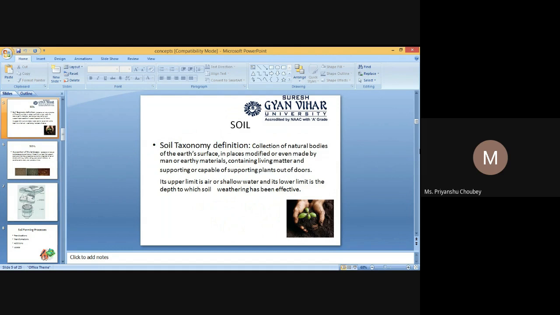Spherical: the peds are roughly spherical and subdivided into granular and crumb. Granular structure is less porous than crumb due to low organic matter content. Spherical structure is formed by biotic activity in surface horizons and promotes infiltration, percolation, aeration, and root penetration in soil.